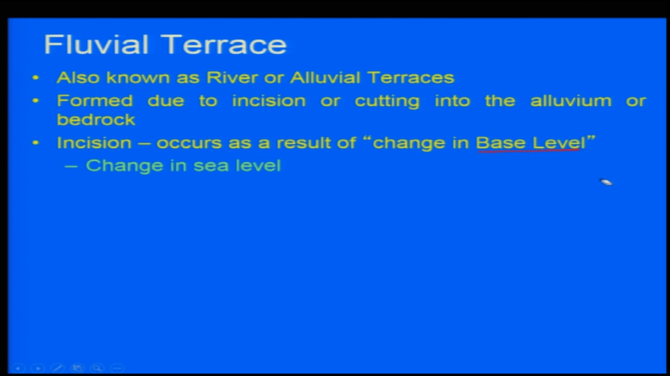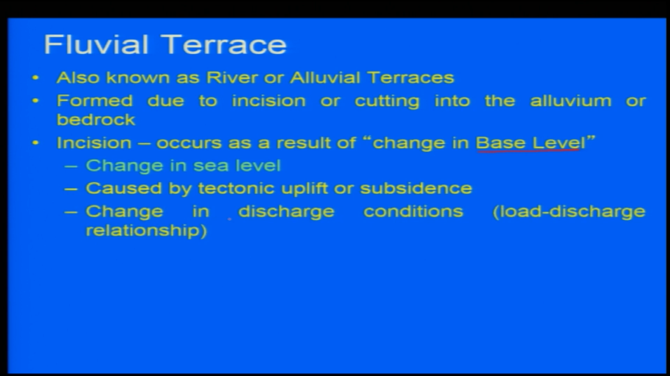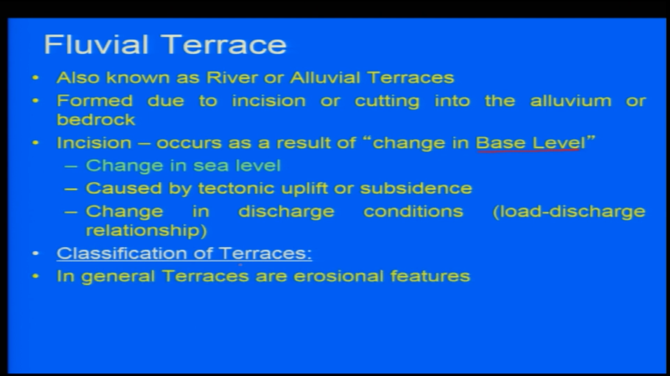Change in sea level is also considered a change in the base level of any major drainage system, caused by tectonic uplift or subsidence. Change in the discharge conditions will also affect the base level. If there is an excess deposition, that will also change the gradient or elevate the channel floor. Further, the classification of terraces we can have in two forms.